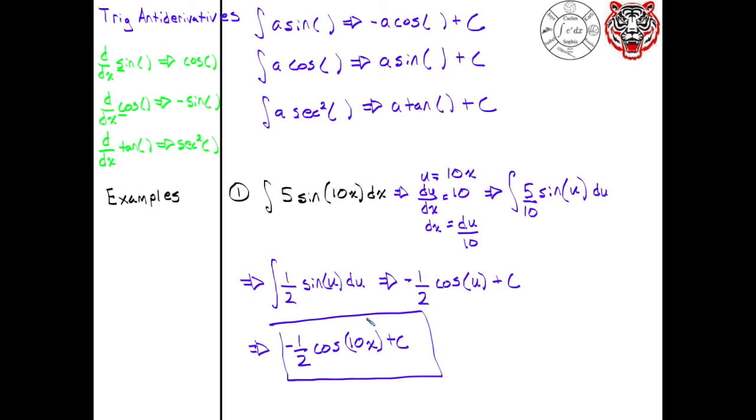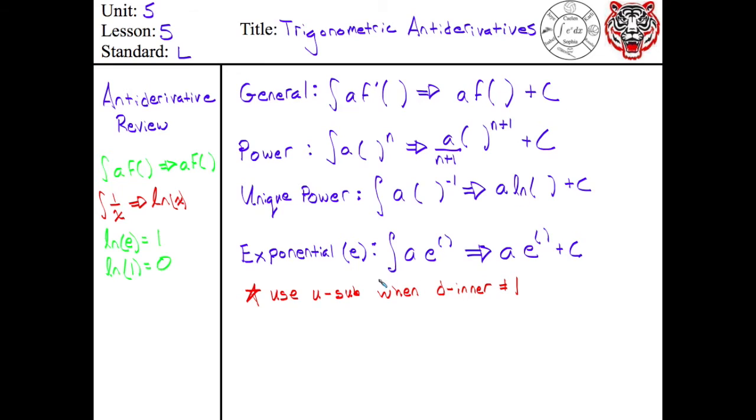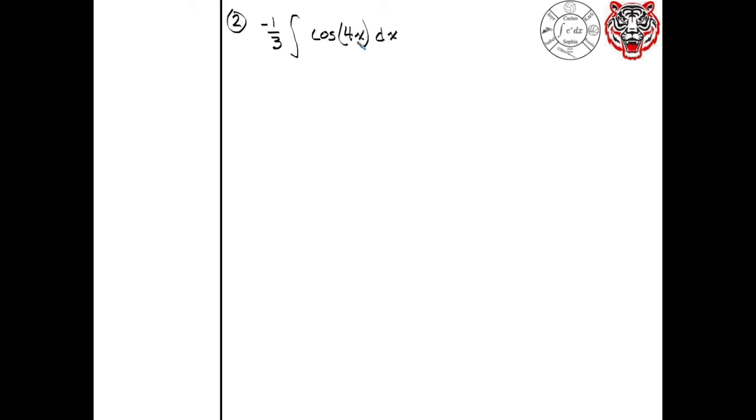All right, and our second example. Numero dos. Let's do this problem: negative 1/3 times the integral of cosine of 4x dx. Always remember our dx. Do we need to use u substitution? What question are we asking ourselves? We have to use u substitution when the derivative of the inner is not equal to 1. The derivative of the inner here is 4. 4 is not equal to 1, therefore I'm using u substitution.